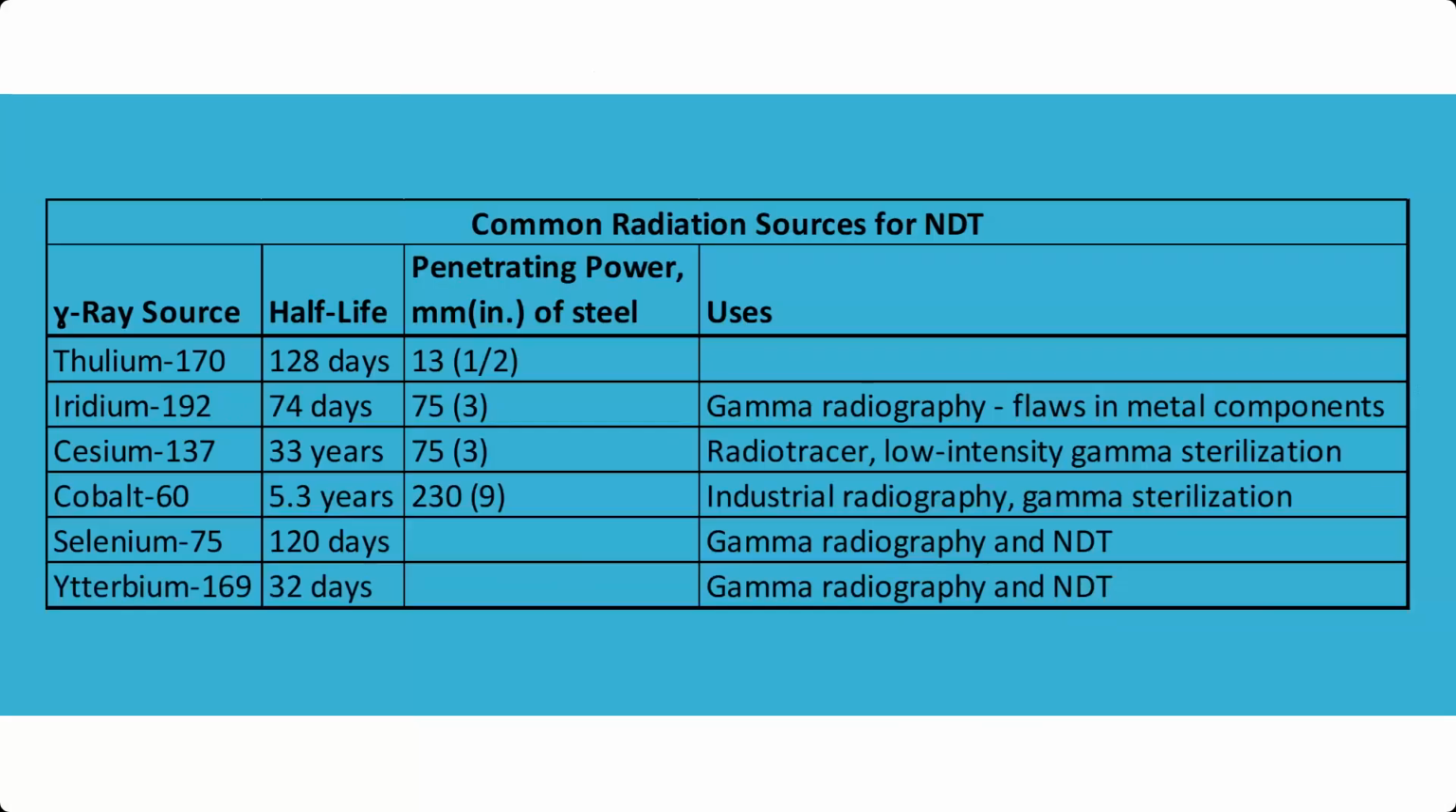Here's some common sources for NDT, just to give you an idea. So, here's that iridium-192. It has a half-life of 74 days. And here's penetrating power, inches of steel. So that can go through about 3 inches of steel. Okay. You can see something like cobalt can be used on heavier materials.